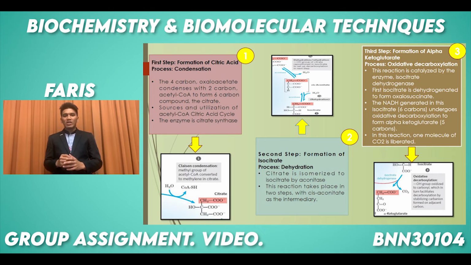Third step is the formation of alpha-ketoglutarate. This reaction is catalyzed by the enzyme isocitrate dehydrogenase. First, isocitrate is dehydrogenated to form oxalosuccinate. It undergoes spontaneous decarboxylation to form alpha-ketoglutarate. The NADH generated in this step is later oxidized in the electron transport chain (ETC) to generate ATPs. Isocitrate with 6 carbons undergoes oxidative decarboxylation to form alpha-ketoglutarate.